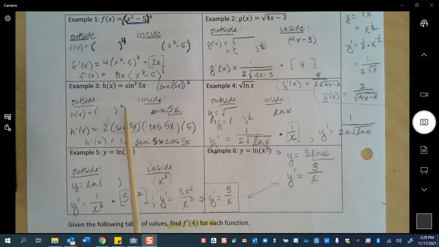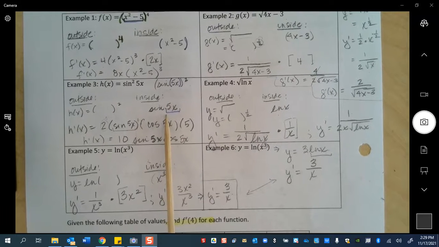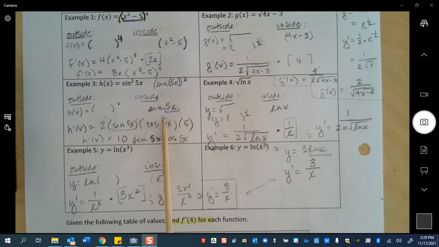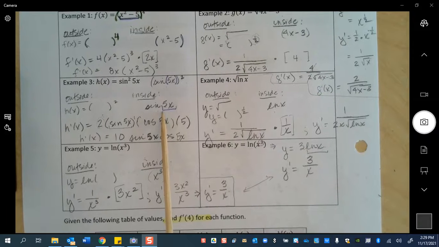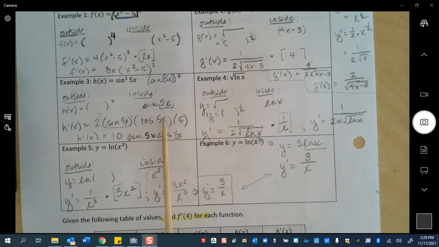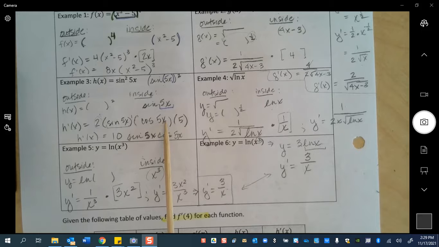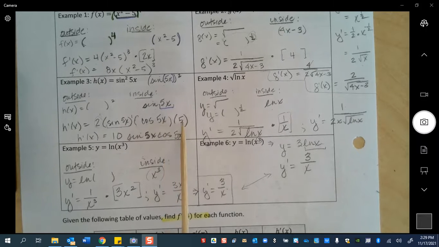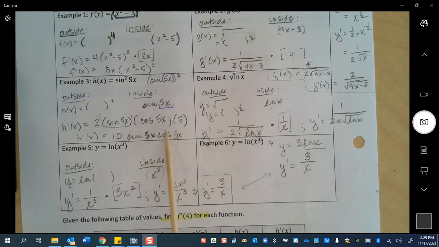My outside function, I take the 2 times my inside function, which is the sine of 5x. When I take the derivative of the sine of 5x, I have to follow the same chain rule. So the derivative of the sine of 5x is going to be the cosine of 5x, and then the derivative of that 5. So in the notes I originally gave you, I missed this 5. So you want to go back and fix that. So this 5 and this 2 is where I get my 10 from, and make sure that you add a 5 there. So this 5 and this 5 need to be added to your notes. Sound okay? All right, time to practice.